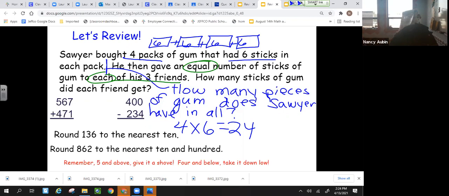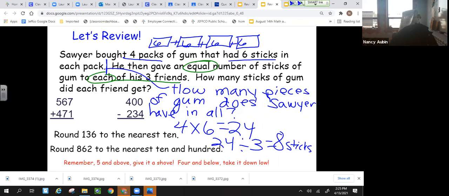He then gave an equal number of sticks to each of his 3 friends. What am I doing? I know the total. Divided by 3. Yes. 24 divided by 3. I'm dividing up those sticks between my 3 friends. Josh Lewis, how many 3s are in 24? So how many sticks did each friend get? 8 sticks. Boy, you guys are good. That's very nice of you, Sawyer, to share.